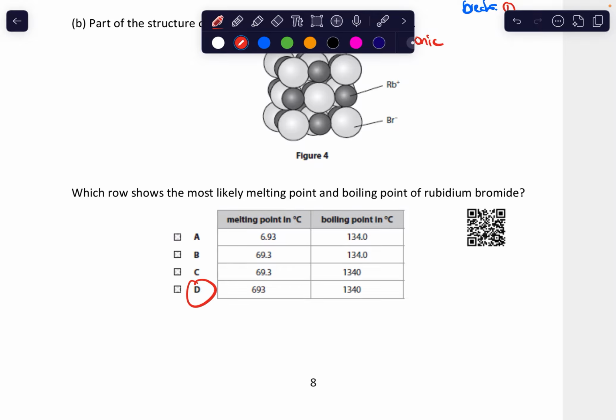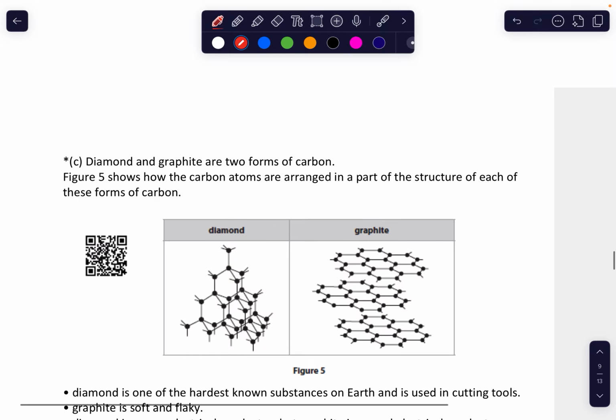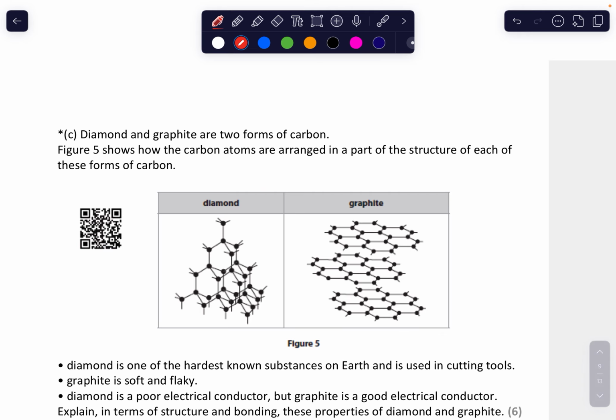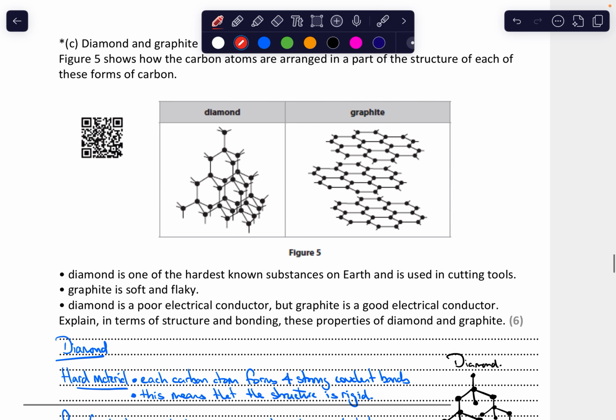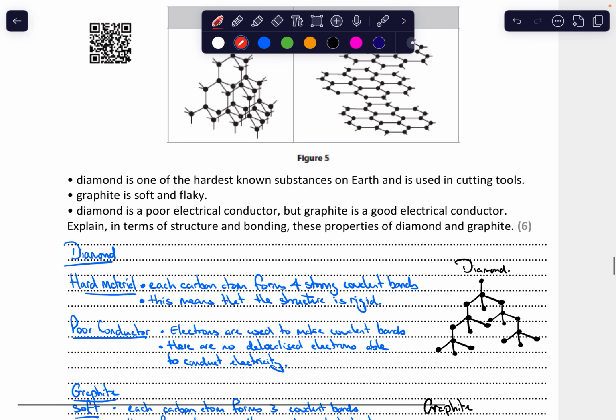And the last part of this question here is asking you to explain how these two are arranged and then describe some properties. Okay, now again, just advice here. It wants us to look at diamond and graphite. So let's call diamond part A and graphite part B. So I'm doing 2 parts to this.